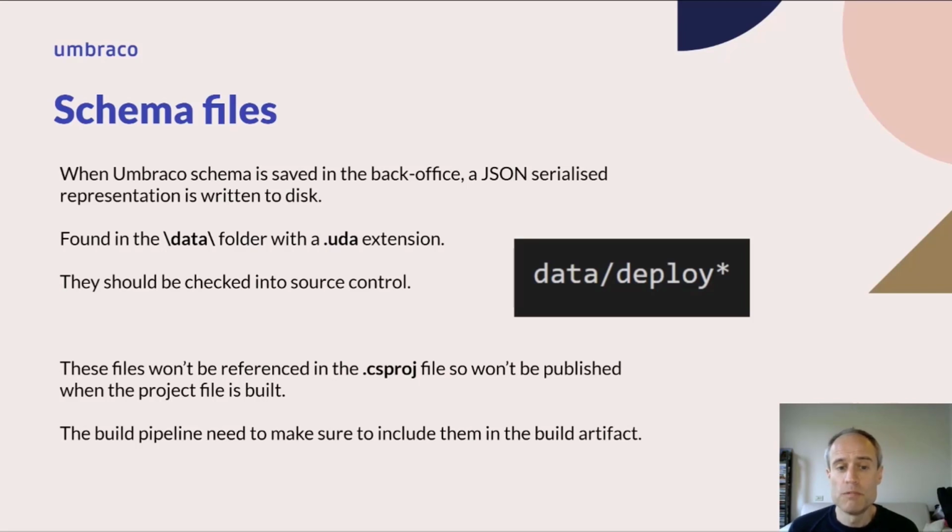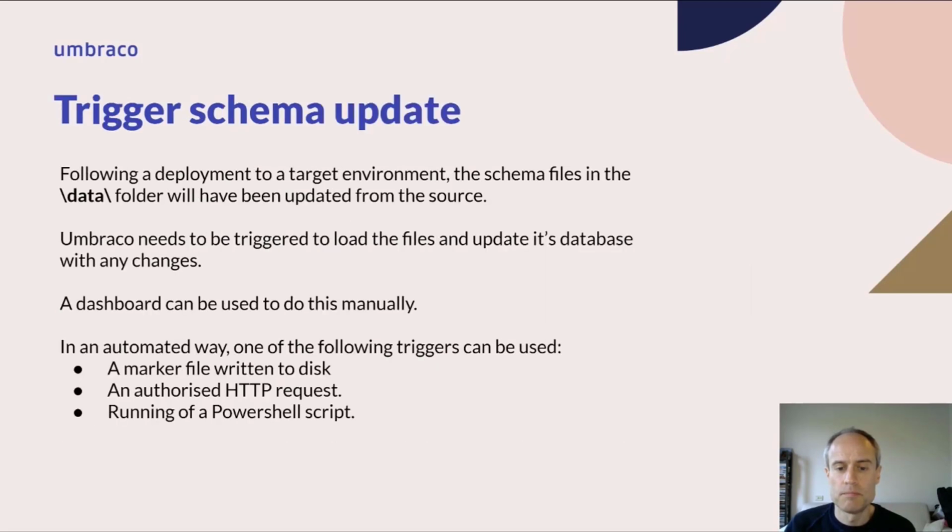.NET developers, I'm sure, will be familiar with the situation of deploying a web application and finding certain files haven't made it to the target environment due to them not being referenced in the project file. These schema files won't be and shouldn't be, but we'll need to make sure that the CI/CD pipeline has a step that handles their inclusion in the deployable build artifact.